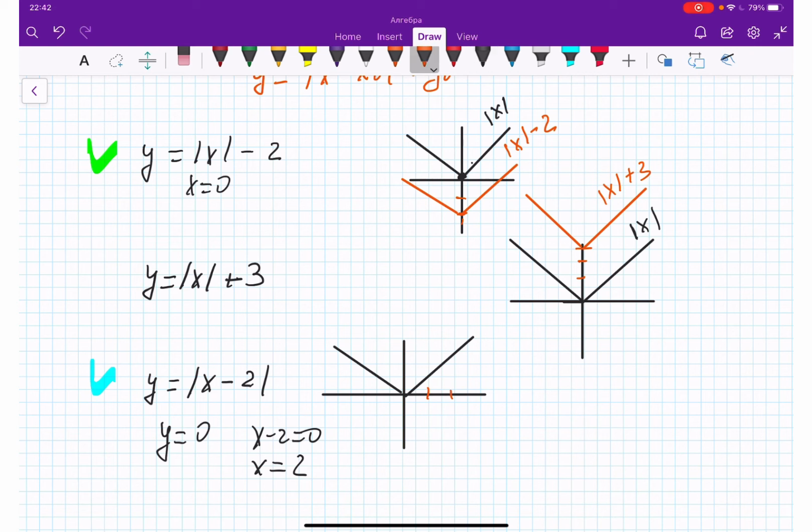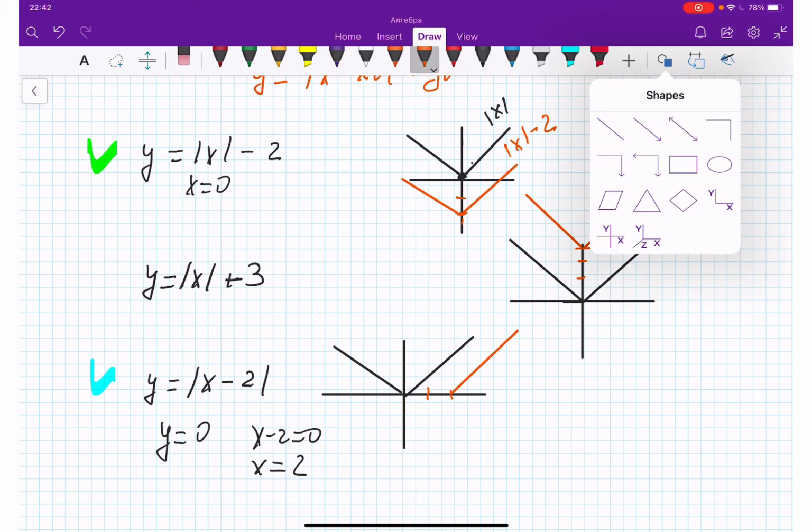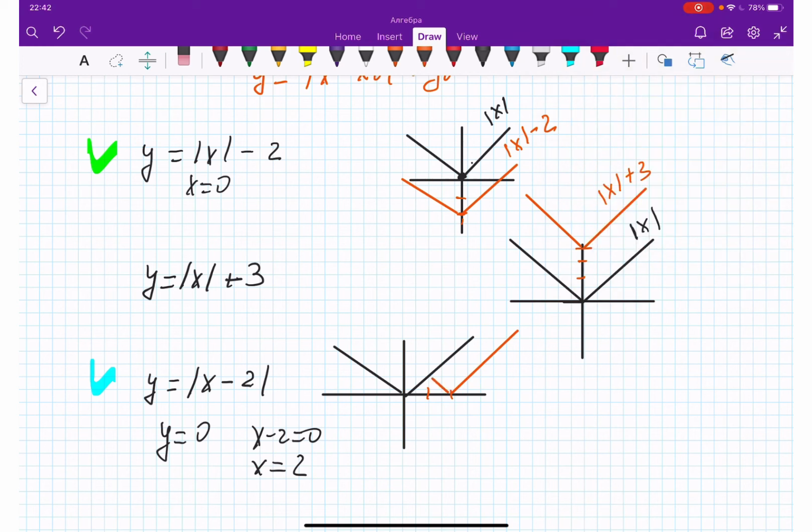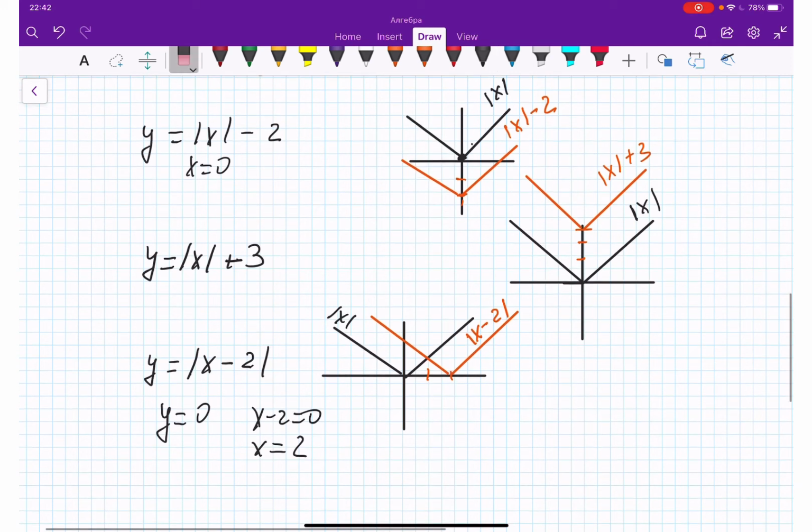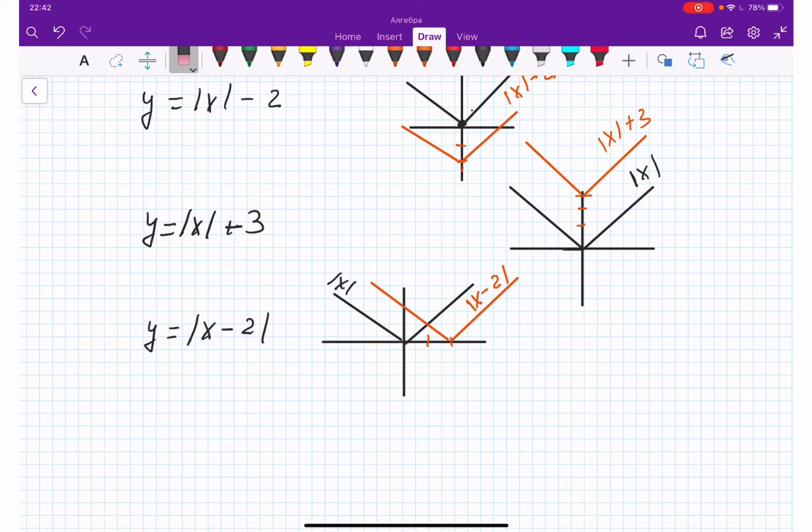So let's build it. There we go. So this is going to be absolute value of x minus 2. And this one is only x. All right? Okay. Let me clean the drafting so we can have a clear picture.